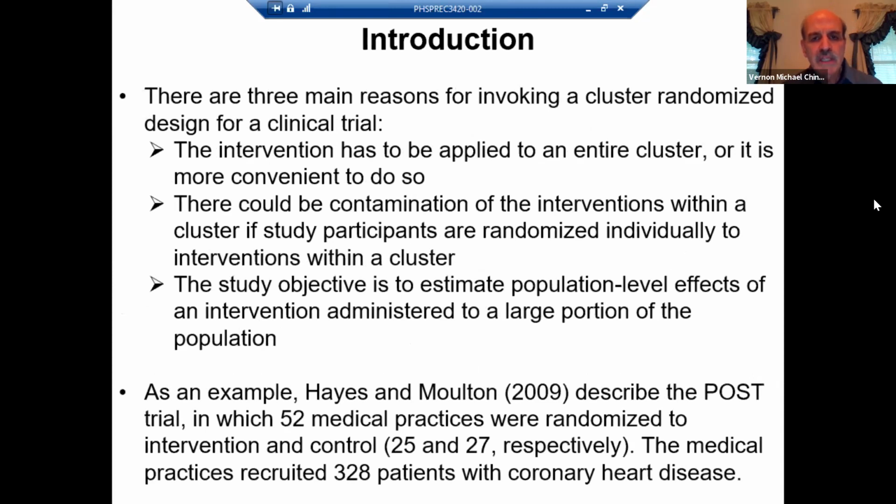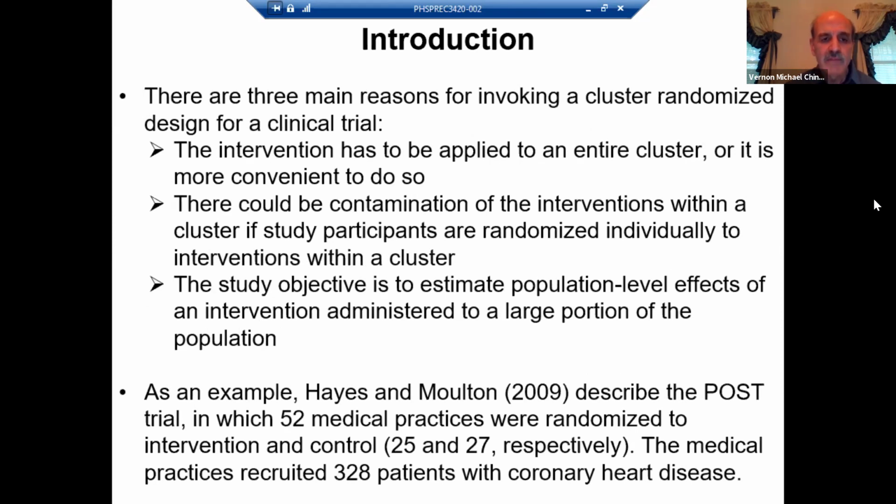There are three main reasons for considering and invoking a cluster randomized trial for a clinical trial. One, the intervention has to be applied to an entire cluster, or it's just more convenient to do it in that manner.